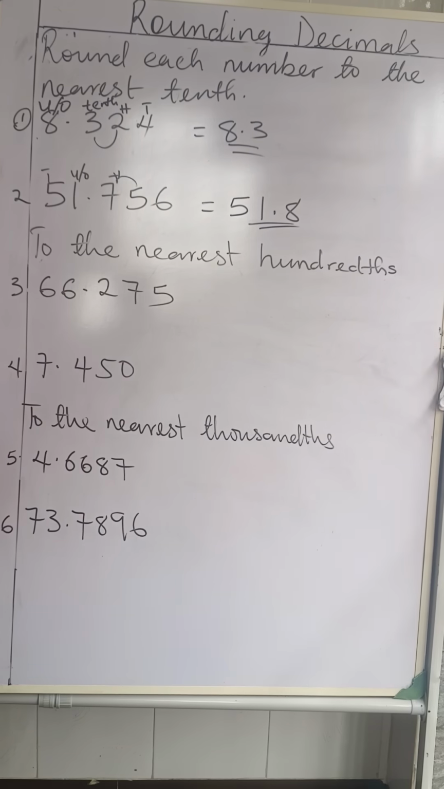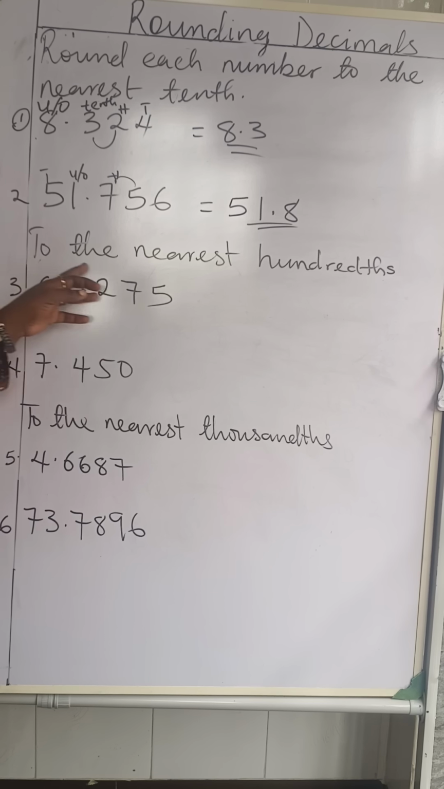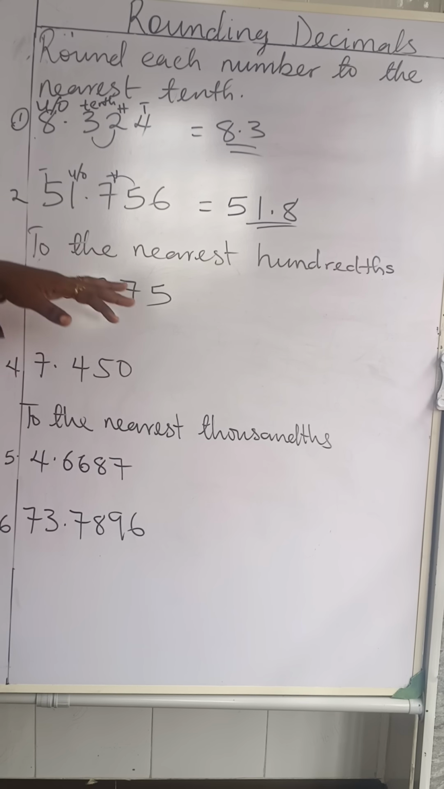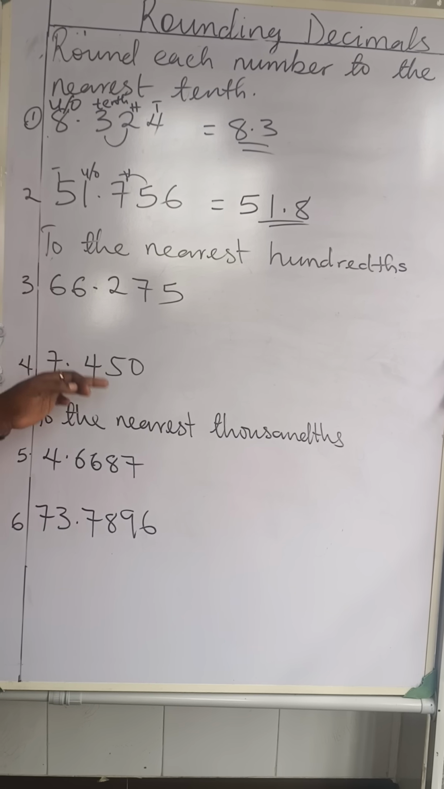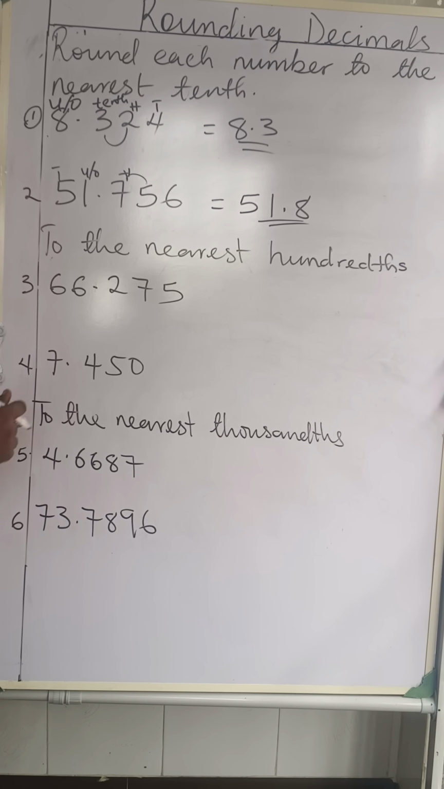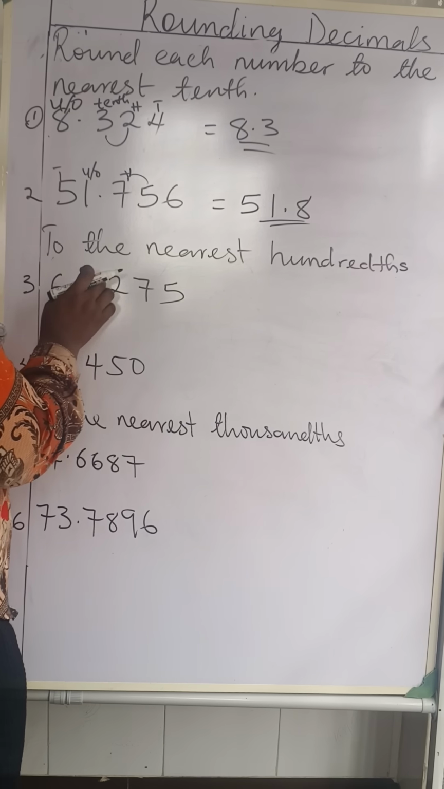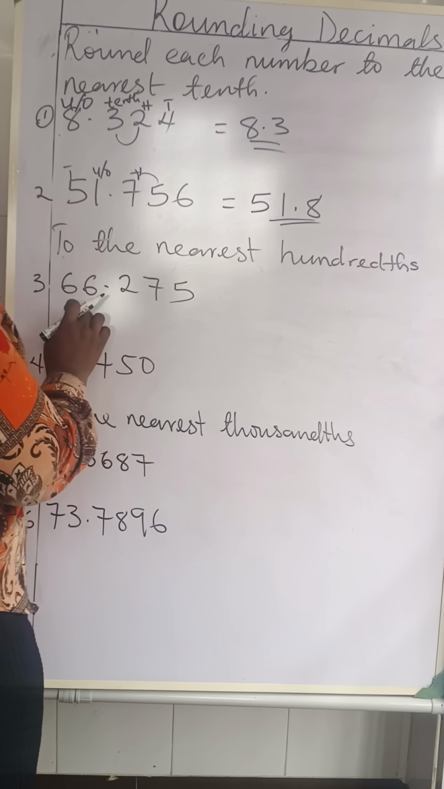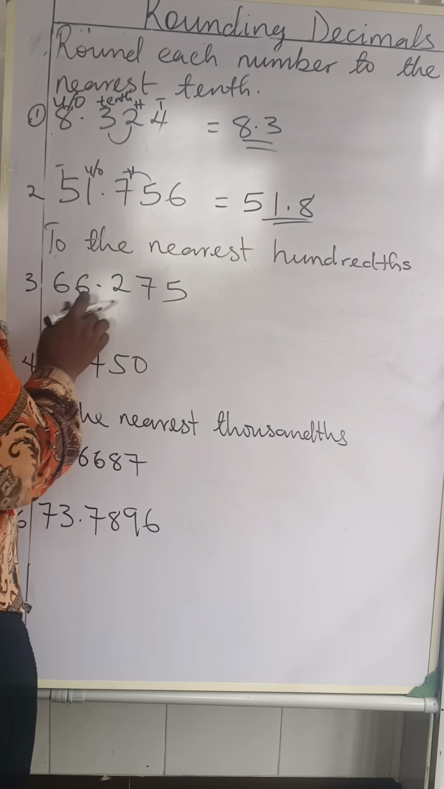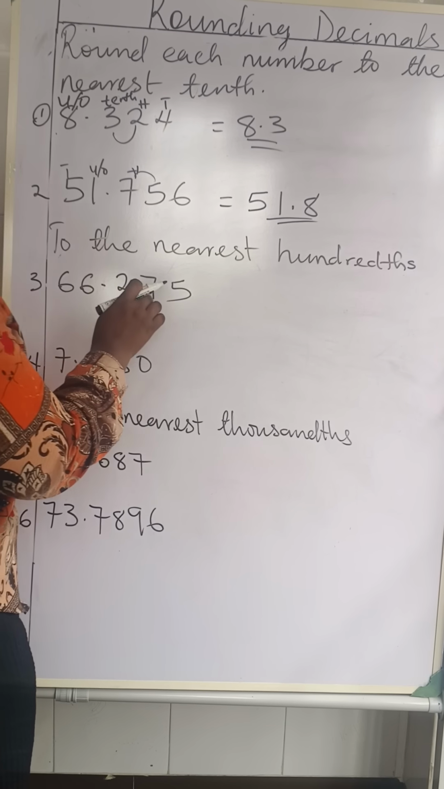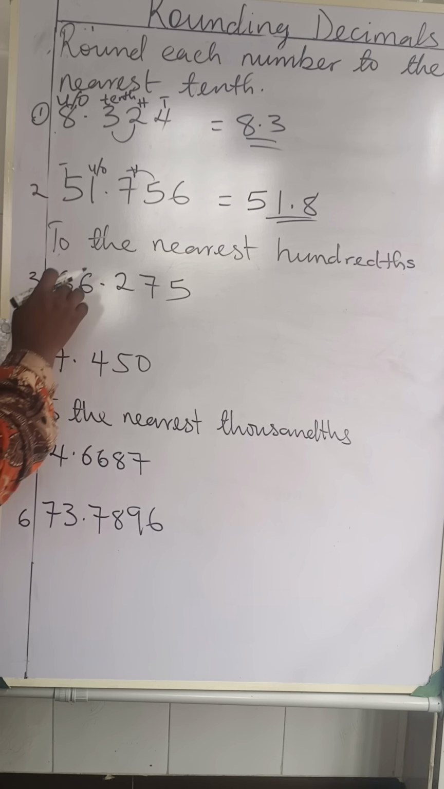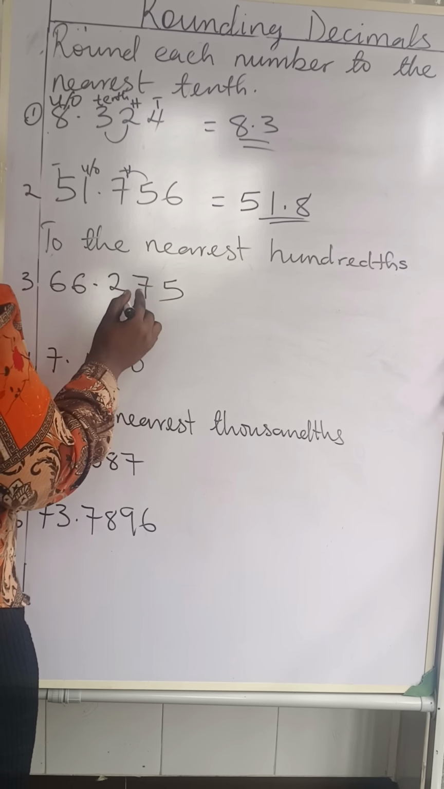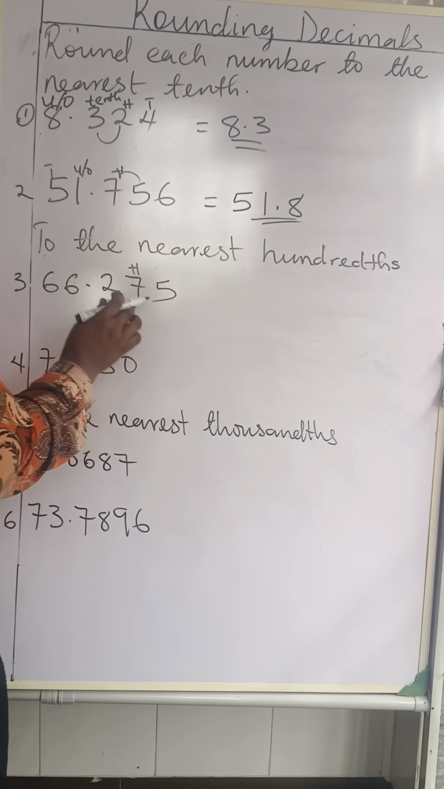Let's go to number 3. Number 3 says to the nearest hundredth. We are done with nearest tenth. Now we are going over to the nearest hundredth. This is the whole number 66. These ones, 275, are not up to a whole number. 2 is over 10, 7 is over 100, and 5 is over thousands. So now we are doing it to the hundredths, which is represented by 7.